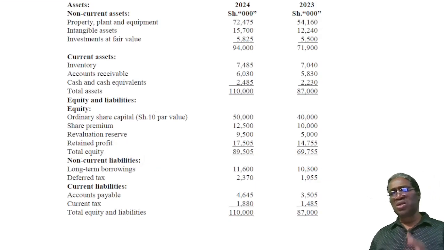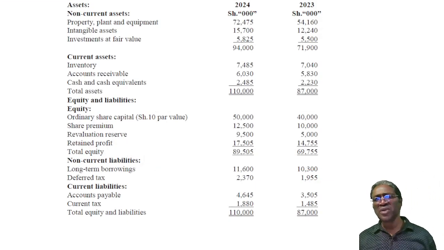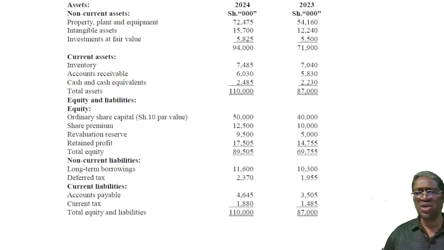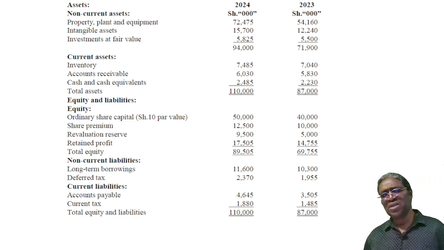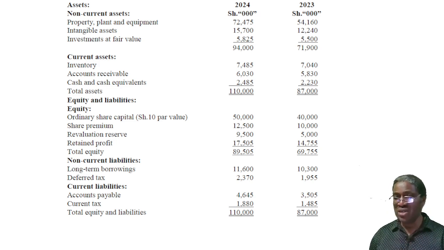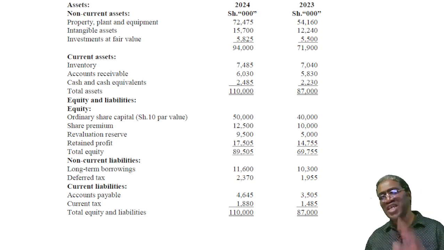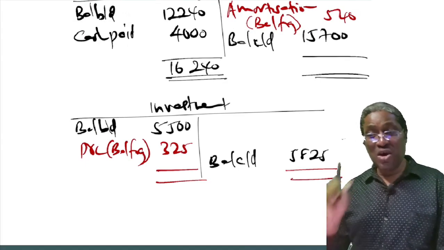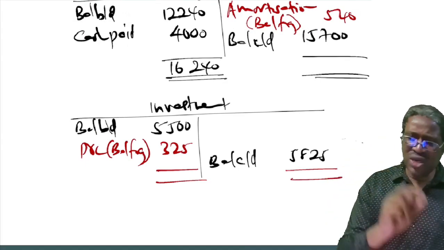So it means, therefore, I am through with the current assets. We now go to equities. Among the equities, I can see ordinary share capital and share premium. So I need to analyze and know whether there was any issue of additional shares.